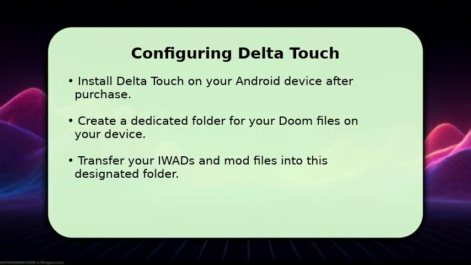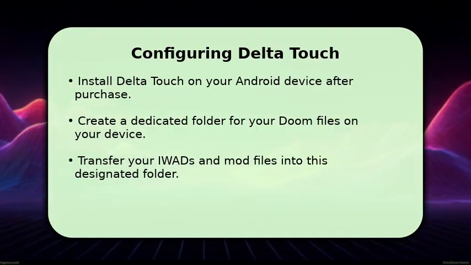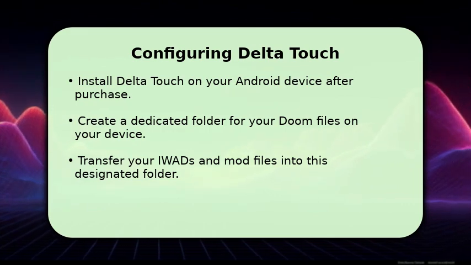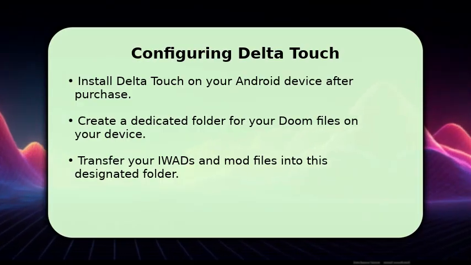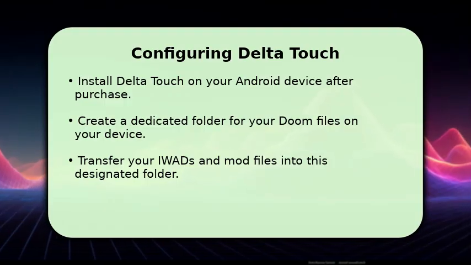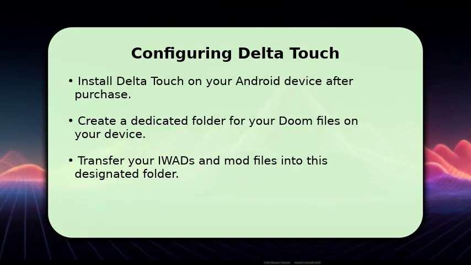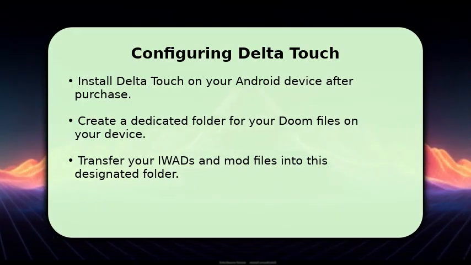Once Delta Touch is installed, create a new folder on your Android device, perhaps named Delta Touch or Doom Mods. Now, connect your phone to a computer and transfer all your collected IWAD and mod files into this new folder. Delta Touch is designed to automatically detect these files, making the setup process quite seamless. Ensure all your files are in one accessible location for easy management.